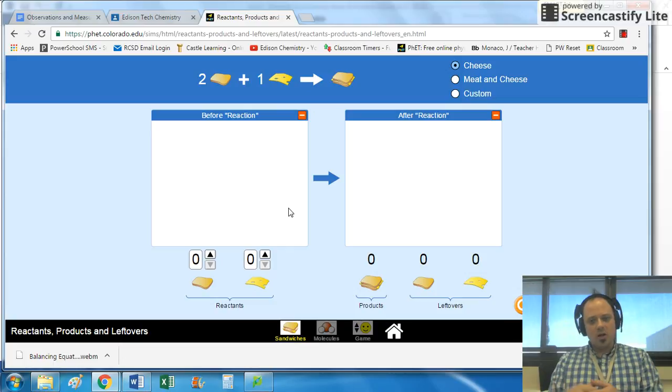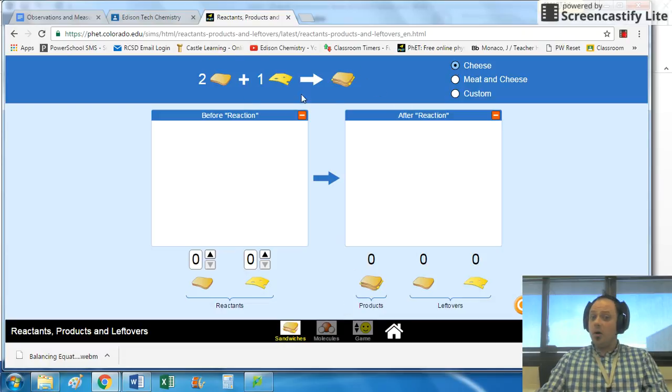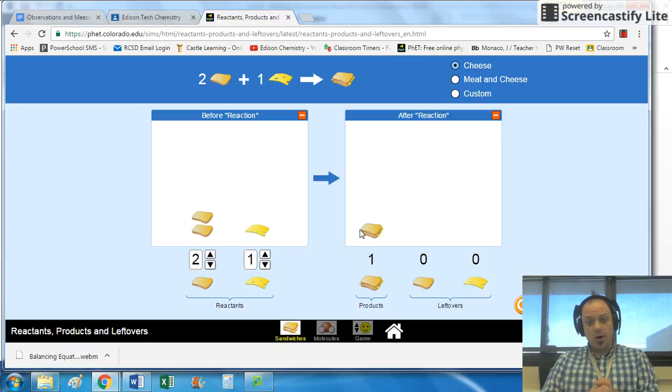So when you load up the simulation, you want to start with the sandwiches game. I'll use the cheese sandwiches to make a simple analogy. It gives you a chemical equation for how to make a cheese sandwich: 2 slices of bread, 1 slice of cheese makes 1 sandwich. Great. That's the basic chemical reaction.